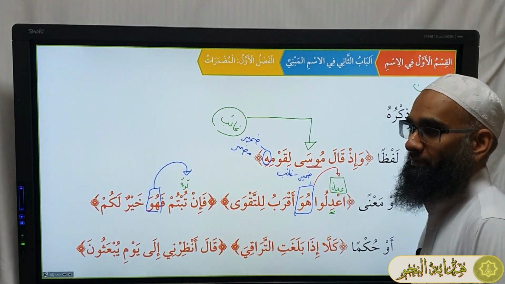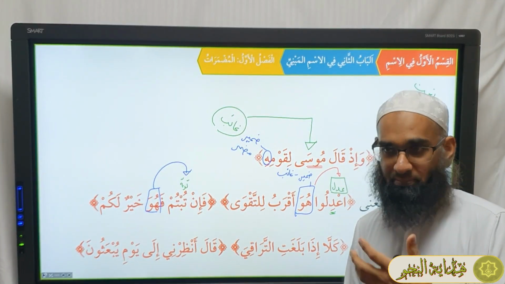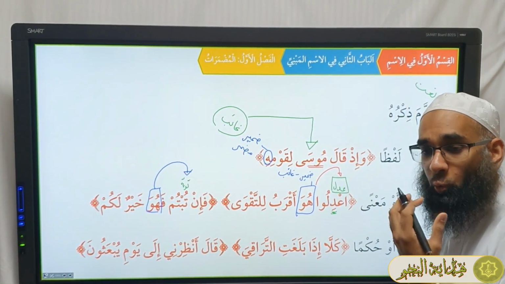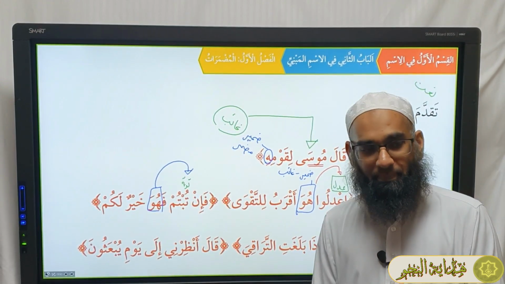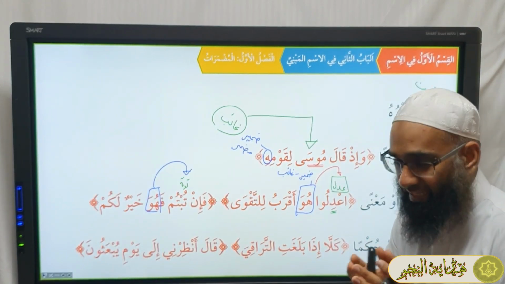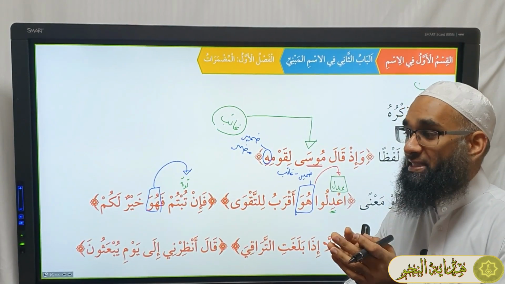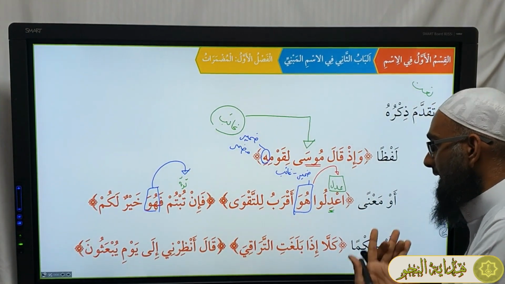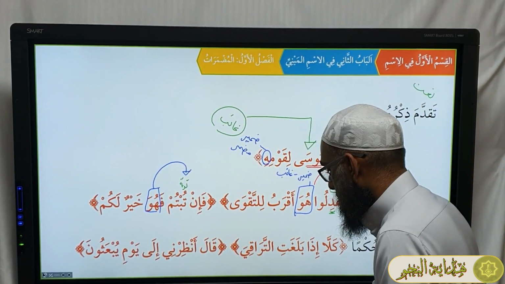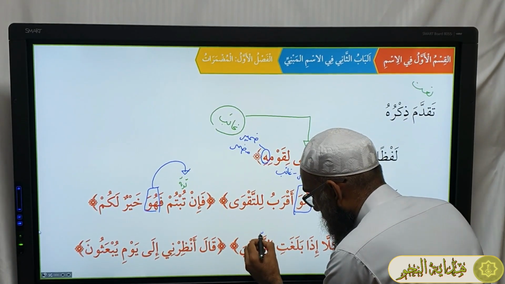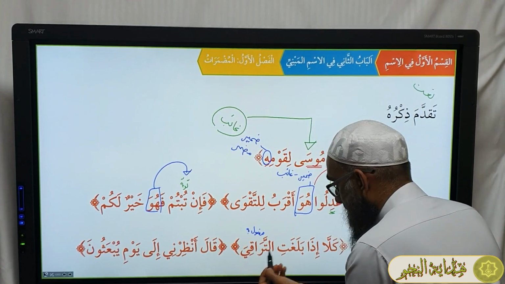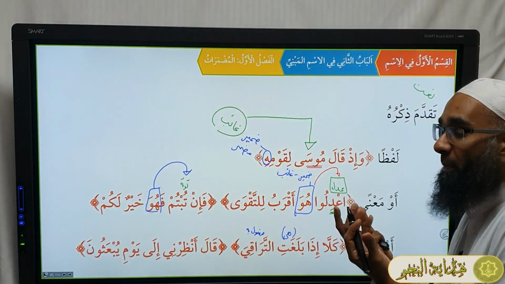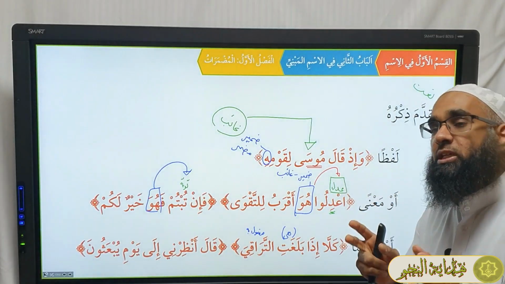The third example is hukman, where the dhamir has been mentioned. We have a dhamir, ghaib, but the marje, the antecedent, the thing it's referring to, has not been mentioned explicitly, but when we use a particular sentence, immediately we understand what is being implied. So for example, Allah subhanahu wa ta'ala is talking about death. So he says, كَلَّا إِذَا بَلَغَتِ التَّرَاقِيَ. The zamir mustatir is here. If you look at the whole context, before this, there's no feminine zamir, or no feminine word, towards which the zamir here can refer back.